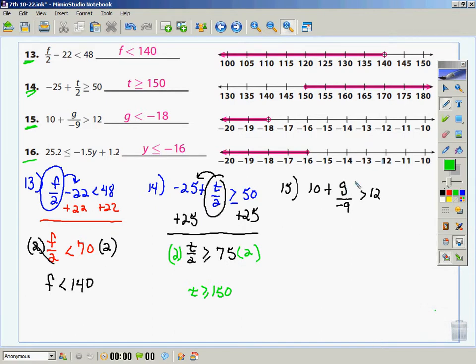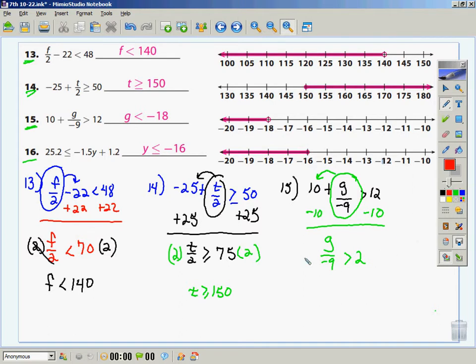Again, if I'm trying to get the variable by itself, this is where my variable is. I've got to get rid of this 10. To get rid of the 10, I subtract it. It's going to leave me g divided by a negative 9 is greater than 2.